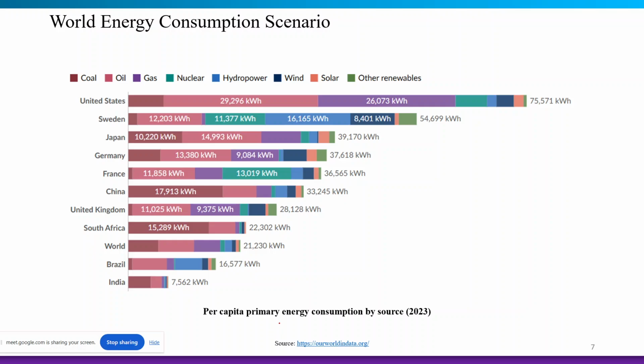Now, when we see the per capita primary energy consumption, this data is from 2023, so we can see that mostly coal, oil, and natural gas are hugely consumed for energy. But you can see in Sweden, the other renewable side is still being considered mostly in the energy generation. But in overview, you can consider that in all of the countries, we are using mostly fossil fuels for a huge amount of energy supply.